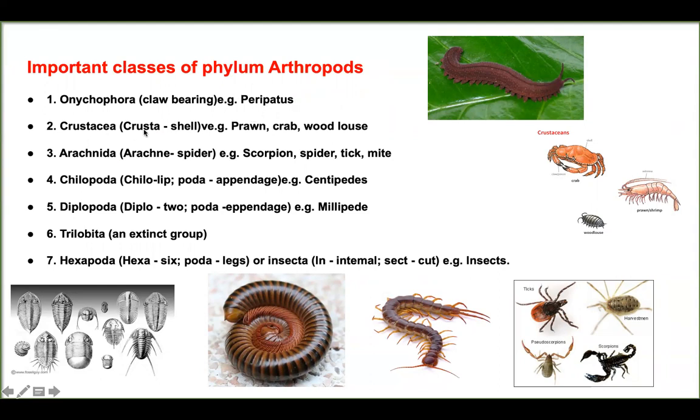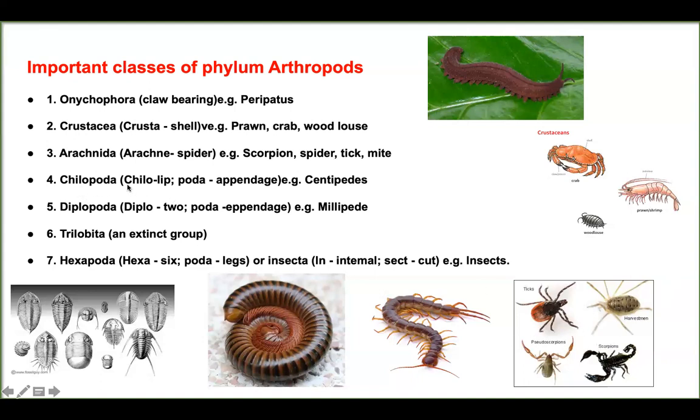Then Crustacea. Crustacea means they have a crust, a shell over the body. Examples are prawn, crab, woodlice. And then next comes Arachnida. Arachne means spider. The examples are scorpion, spider, ticks, mites. So you need to remember all these examples. Here are the ticks, scorpion, and mites.